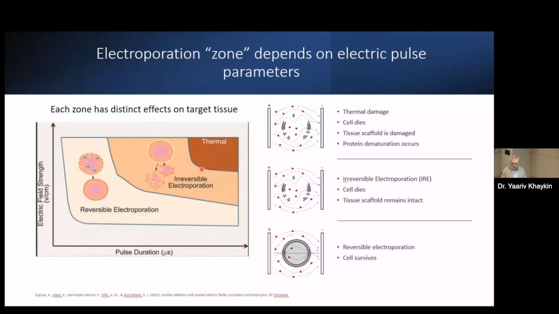Now, depending on how you deliver the energy and how much energy you deliver, you go from reversible electroporation, so the cell can fix itself after you're done, to irreversible electroporation. But if you do too much, you get back to the original DC ablation type energy delivery and cause thermal injury, and that's something that we want to avoid. So there is a sweet spot where you deliver the energy in a way where it kills tissues without causing significant thermal injury.